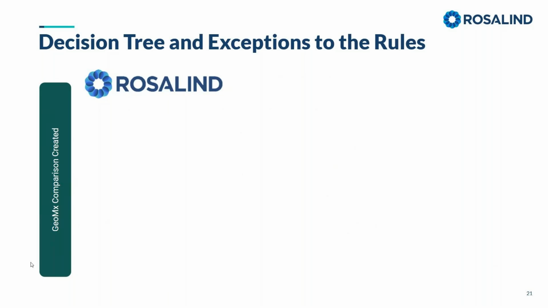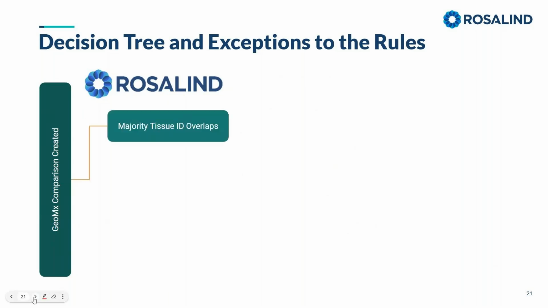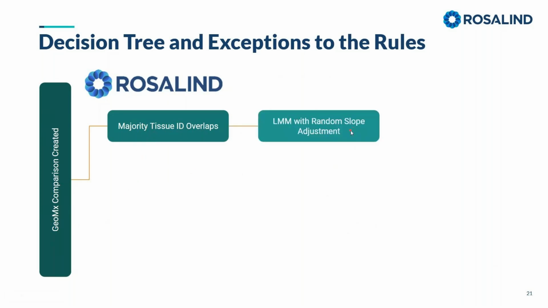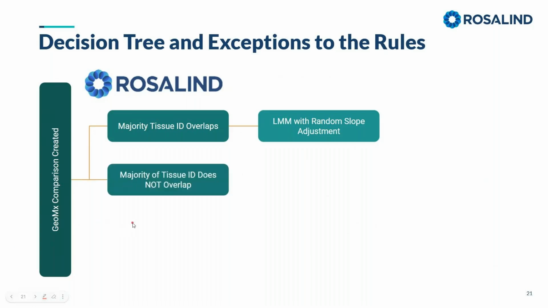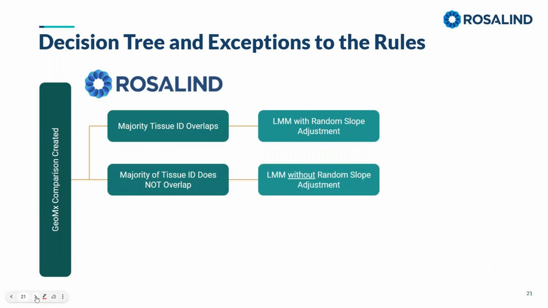And so, for example, what you'll see in Rosalind is you'll be able to set up a comparison for a GeoMx experiment. And again, we're going to use that tissue ID to determine the best fit model for you. So first, if we see that a majority of that tissue ID overlaps, we will set up a linear mixed model with that random slope adjustment, because we'll see that a majority takes place in that same tissue. So we'll want to correct for that. Whereas if we see a majority of tissue ID does not overlap, then we'll see that they take place across mostly different tissues, and we will still set up a linear mixed model, but without that random slope adjustment.